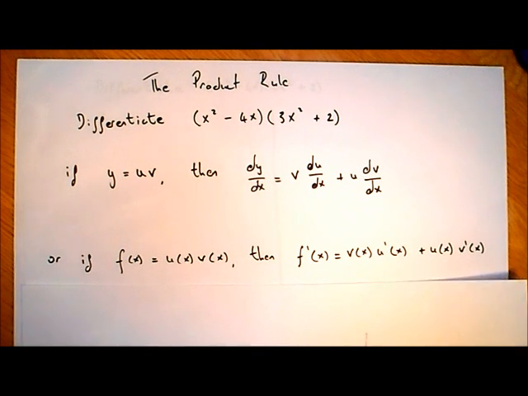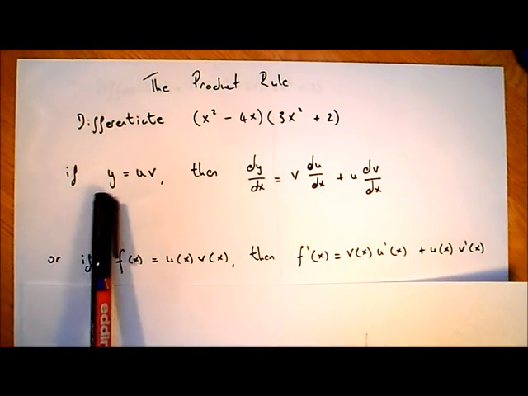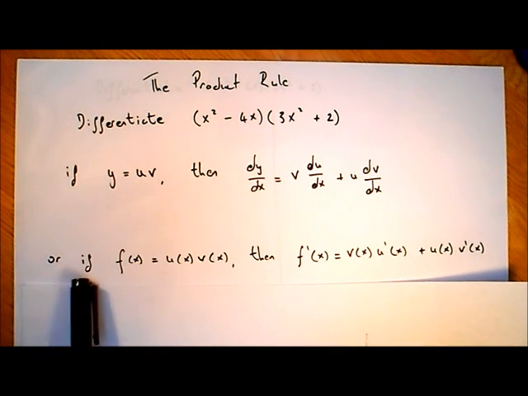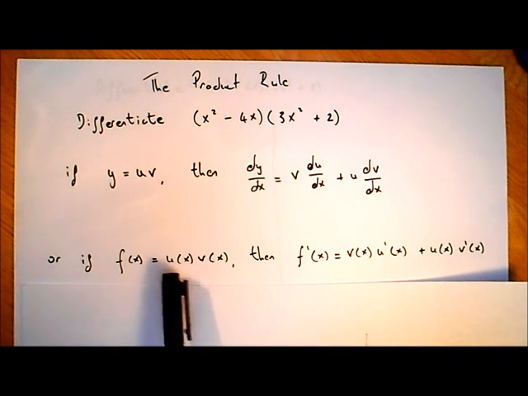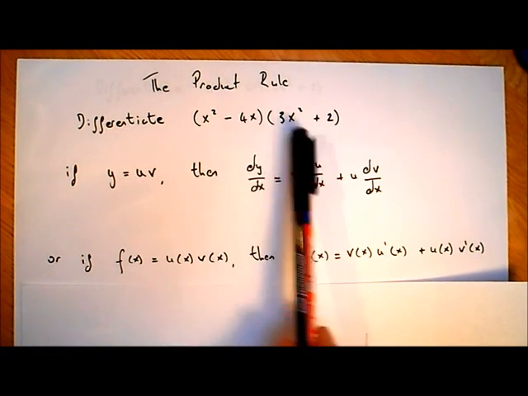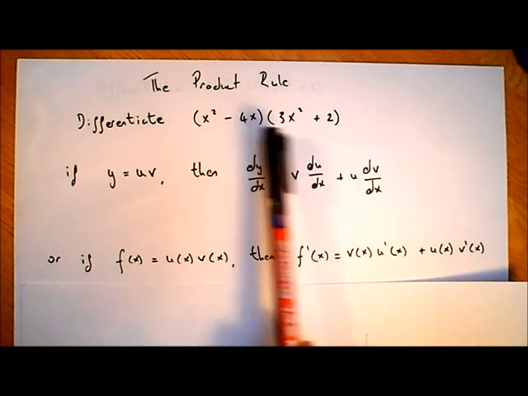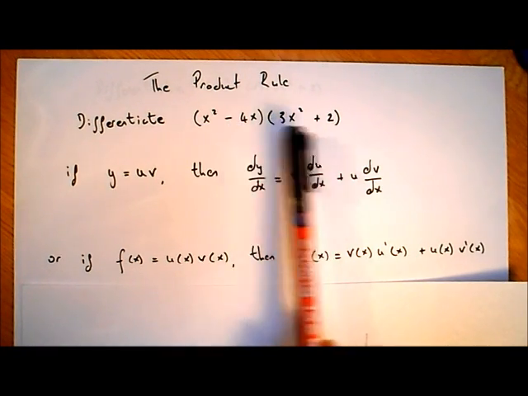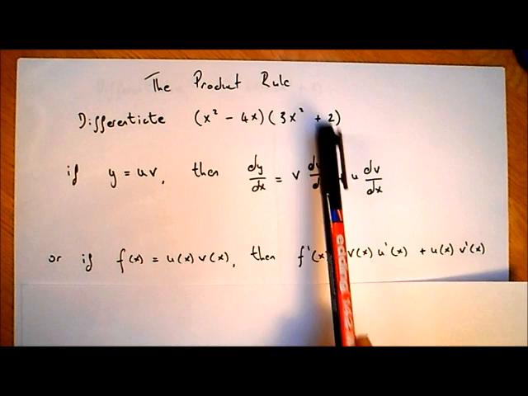In the f of x notation, that looks like this. So rather than saying if y is equal to u times v, we say if f of x is equal to u of x times v of x. So we use the function notation. So this part here would be u of x, and this part here would be v of x. So rather than saying just u and v, we say u of x and v of x.